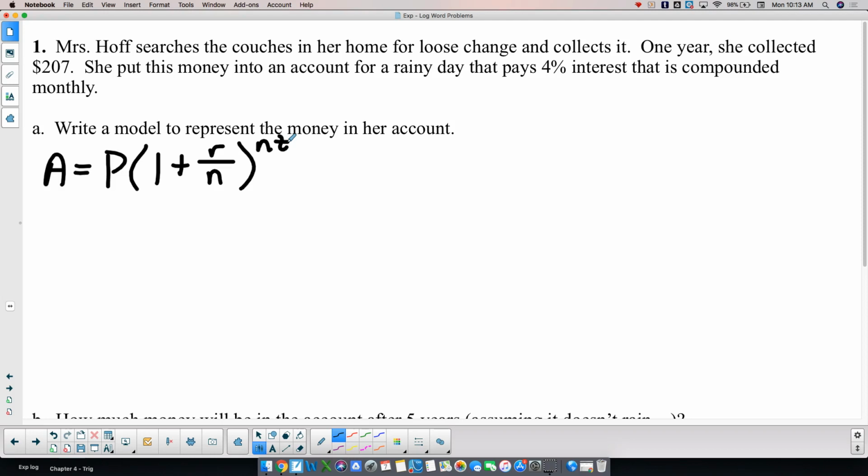So, there's 5 things to identify. First, A is the amount in the account. That's your ending amount, how much you have right now. P is your starting amount. How much you put in to open the account, or how many organisms you had at the start of your experiment.